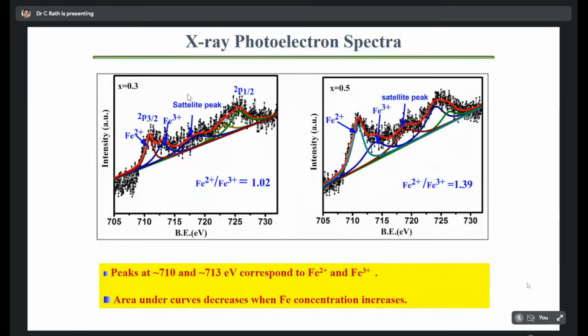Earlier we could not do the iron spectra because the iron concentration was very small. But for 0.3 and 0.5 we checked the iron, whether it is iron 3 plus or iron 2 plus. When Mn3 becomes Mn4 plus, there is a possibility of iron 3 plus to iron 2 plus conversion, so we checked that in the higher concentration of iron. In the iron spectra, one can see that both iron 2 plus and iron 3 plus are present. The iron 2 plus to iron 3 plus ratio is 1.02, and in 0.5 it is 1.39. The peaks at 710 and 713 correspond to iron 2 plus and iron 3 plus, and that decreases when iron concentration increases.